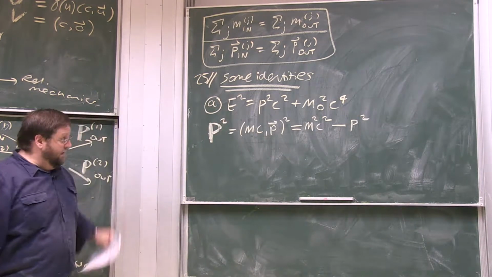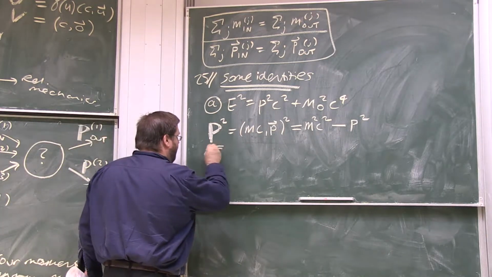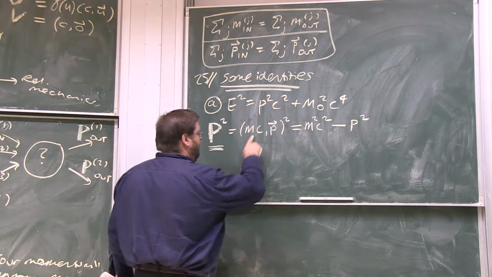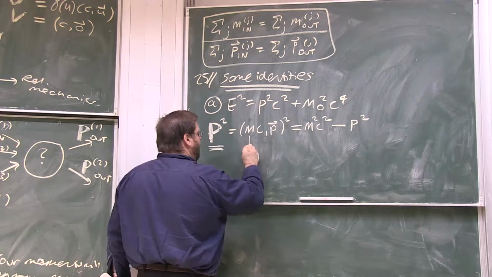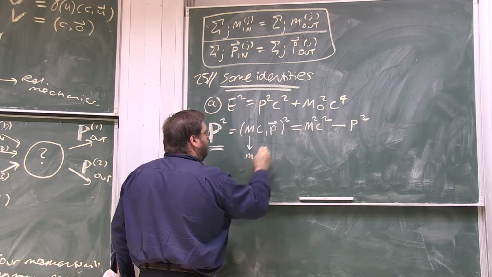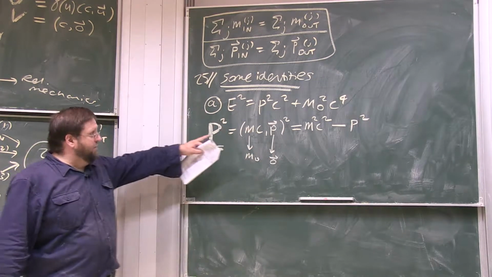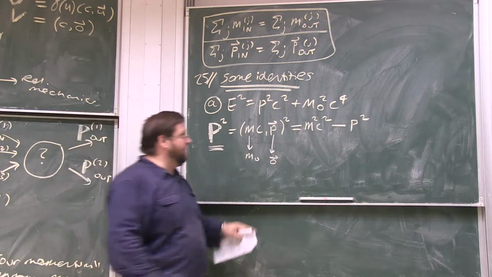But this is an absolute. This has the same value in every reference frame. If I was in a frame of reference in which this object was at rest, this m would become the rest mass, and this p would become 0. This object is the same in every frame. I can calculate it in any frame I want.